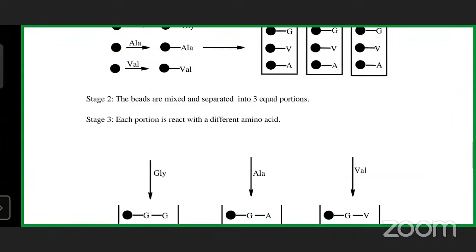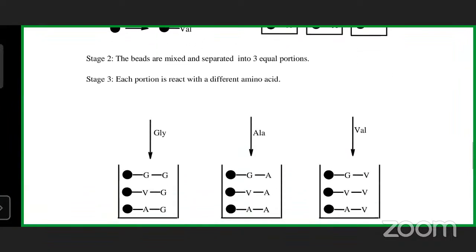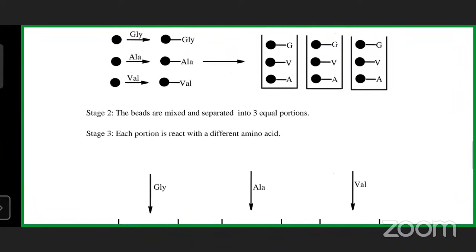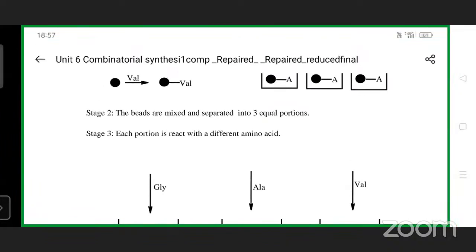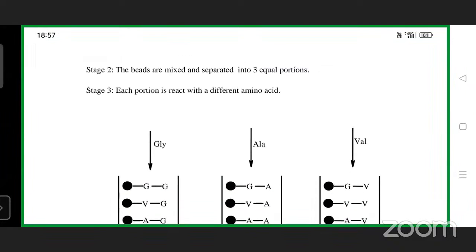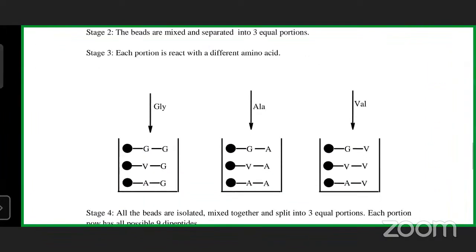Now your third step. So what does the third step involve here? Now you add a different amino acid in each reaction vessel, right? In the second step, all reaction vessels contain the same kind of amino acids here. Okay. In the third step, what we are doing is adding 3 different amino acids, one in each reaction vessel.